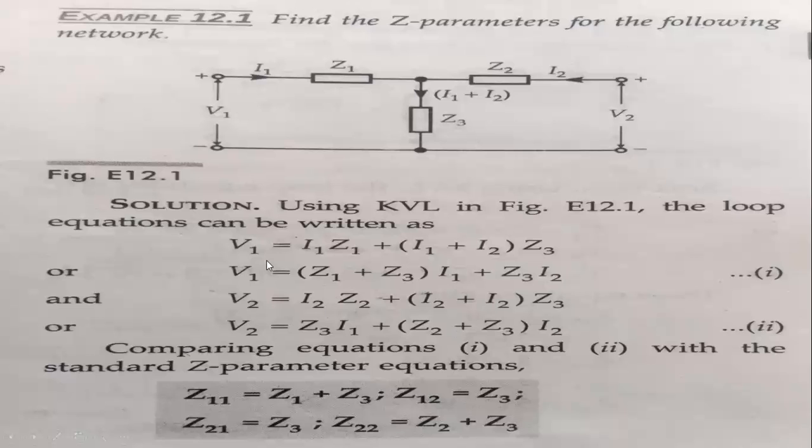Similarly, if you are looking from the output port, from the V2 side, V2 equals IZ, again the formula by Ohm's law. So V is equals to I2 into Z2, and plus again V2 equals this combination, I1 plus I2, into Z3.